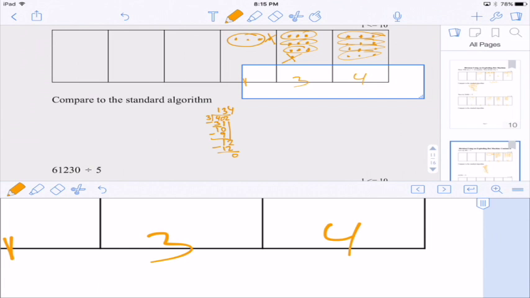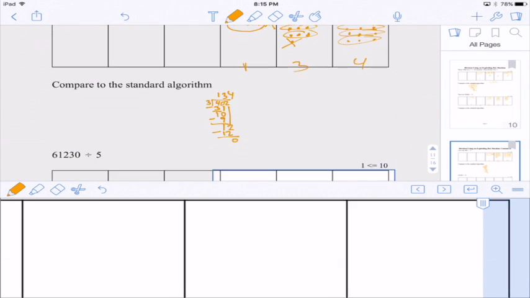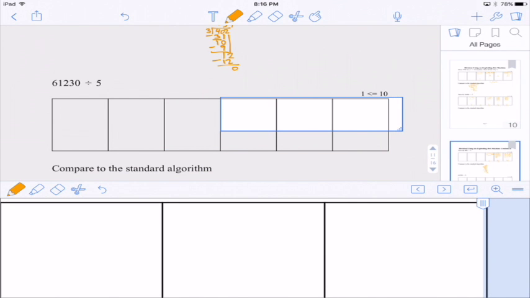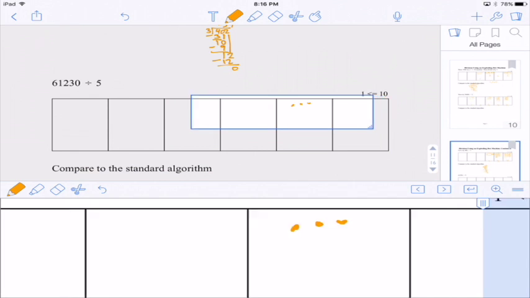Works out the same. I think this is awesome because it's so much easier. Let's draw out a next one. We got 0, 1, 2, 3. We're looking for groups of 5.